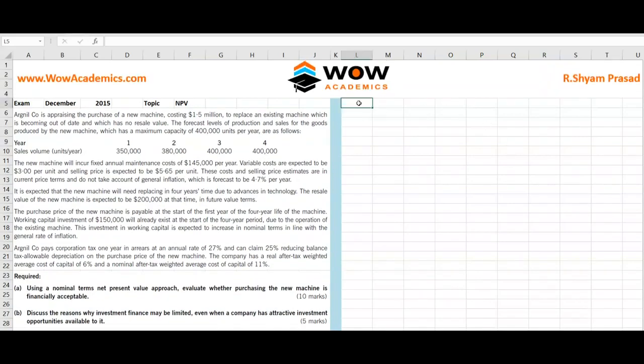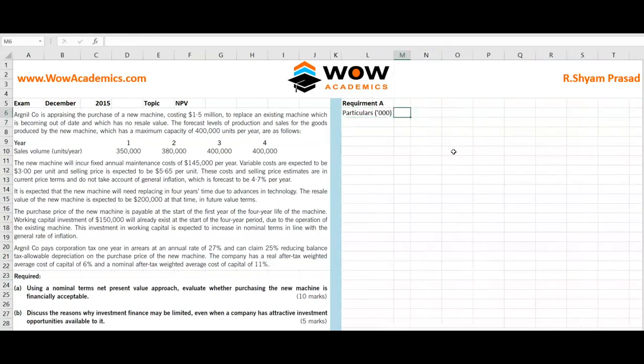So we'll start by working out the requirement. Requirement A, and we'll have the particulars. We'll be solving this question in terms of thousands. So we'll leave some space for it, and we'll also have one column for working notes. Whatever working note we do, we'll refer to it here, and we'll go through the question.